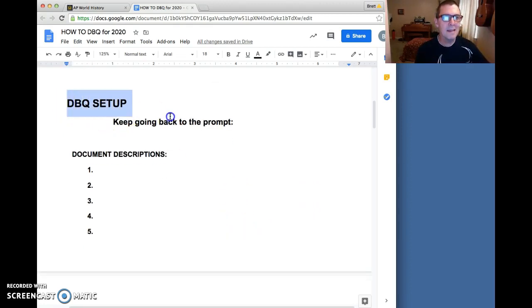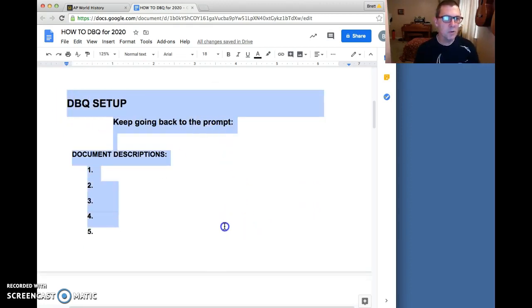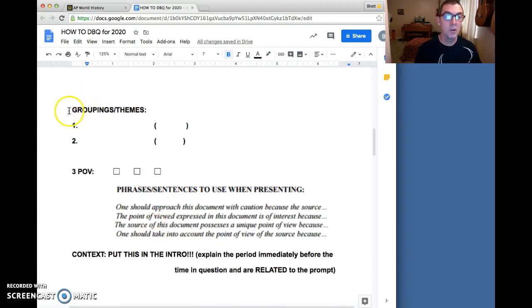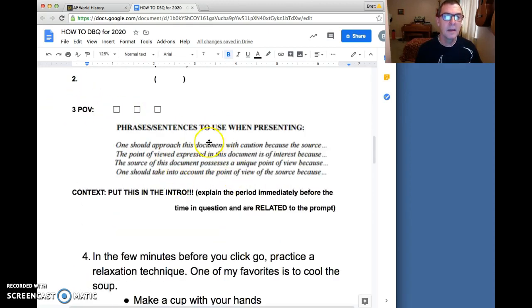So print this thing out. Document descriptions, 1 through 5, right? 1, 2, 3, 4, 5. Quick descriptions, your groupings and your themes right there. Here are your point of view reminders. In your setup, you don't need to write out your points of view, but you most definitely should be keeping track.